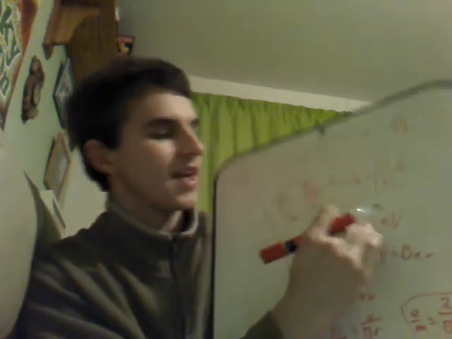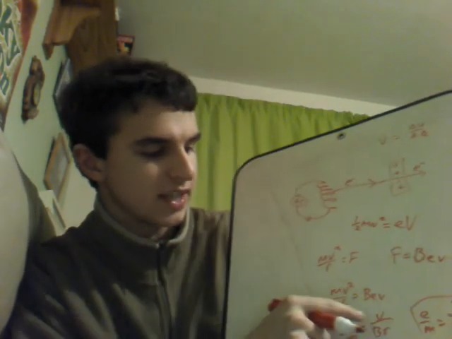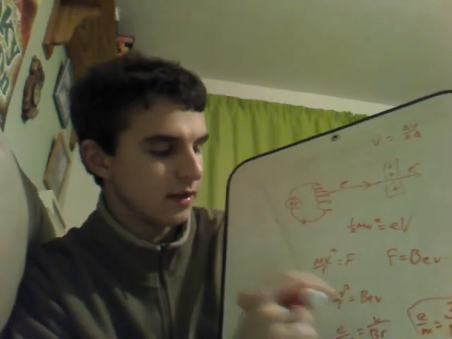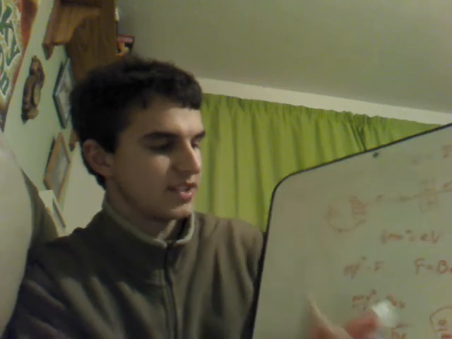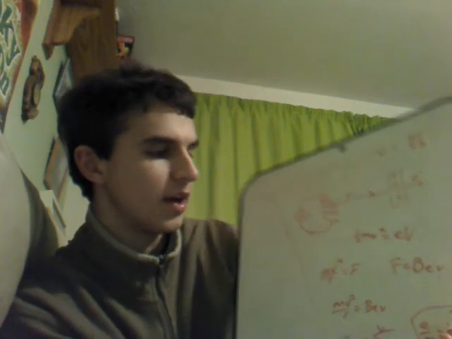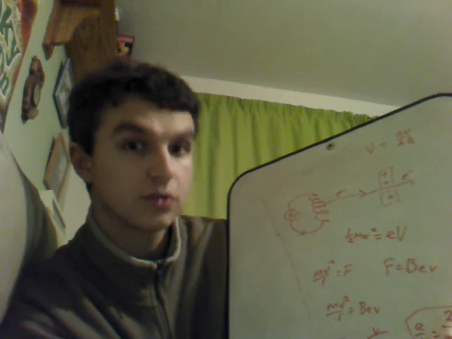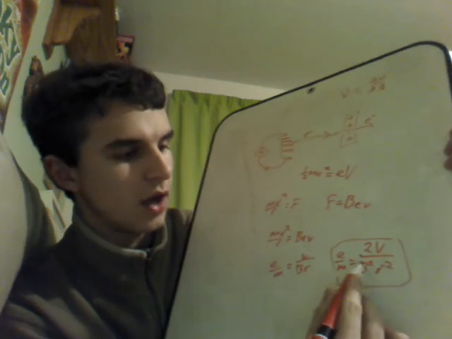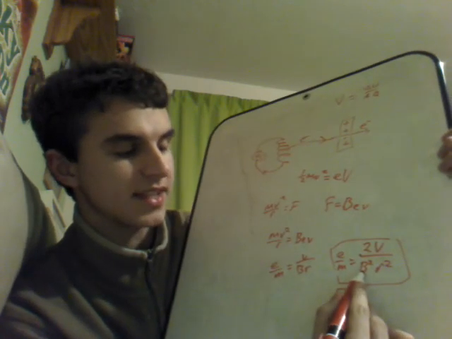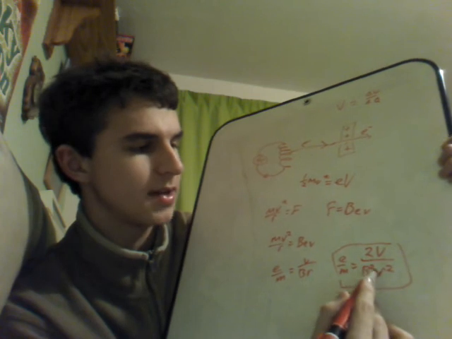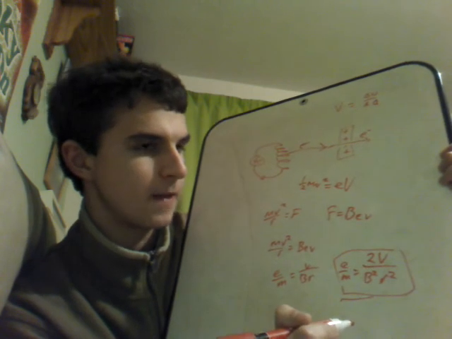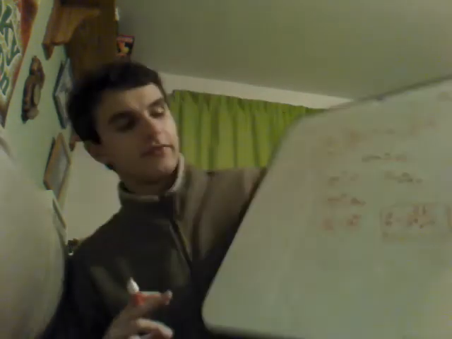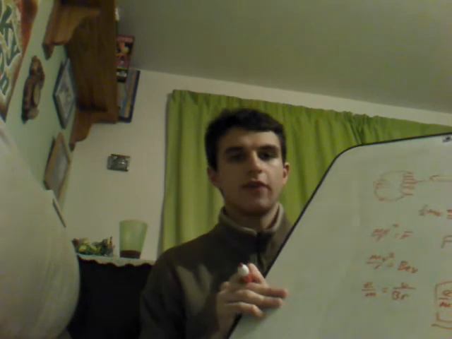If we rearrange that to make V the subject and plug it in wherever you see little v here, you'll get that. So the E over M ratio is equal to 2 times the voltage, which we can measure, over the magnetic flux density squared, we can measure that, and the radius squared. So there we can find the charge over mass ratio of an electron.